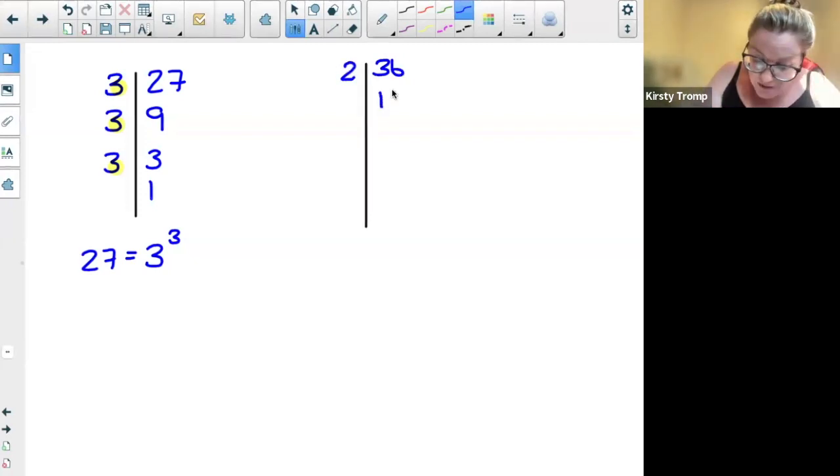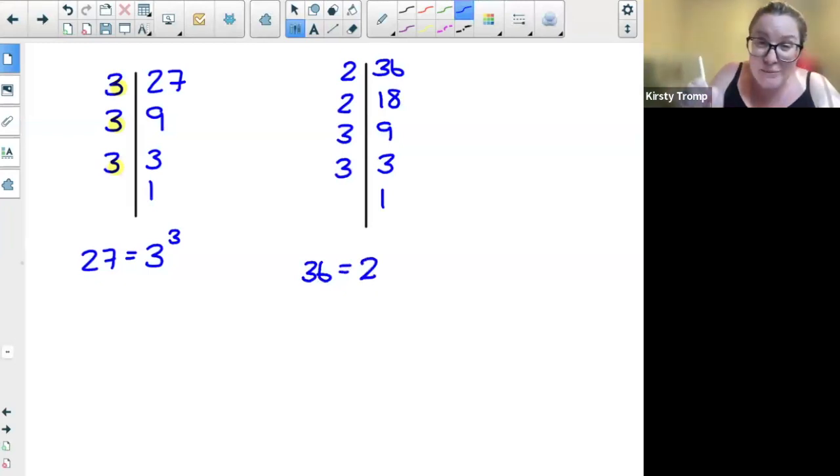36 divided by 2 gives me 18. Can 2 go into 18? Yes, it can. Can 2 go into 9? Nope. So we put a 3 there. 3 goes into 3. So we're going to say 36 is equal to 2 to the power of 2 times 3 to the power of 2. How many times do I see 2, guys? 2.